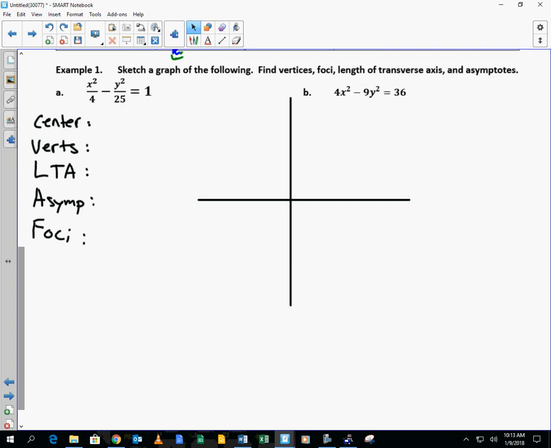Okay. So, since we're only doing 2 examples, make sure you really dig deep and focus on these. Okay? Take a big breath and we focus in. Whew. Here we go.